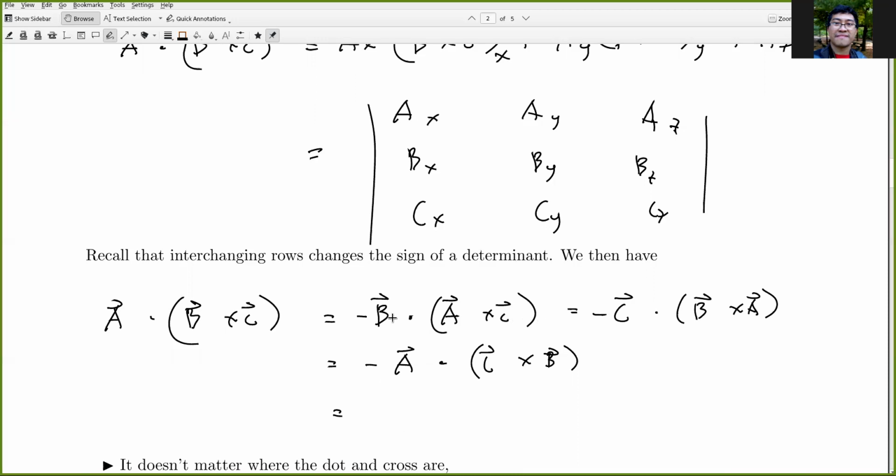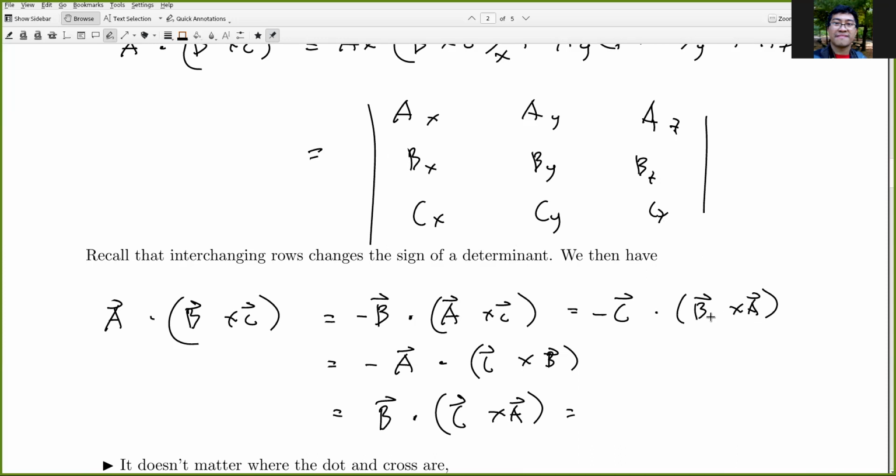For example, let's interchange these two. So you have B dot C cross A. So from the original form here, or here in this determinant, we interchange rows twice, so the overall sign is positive. Okay, B, second row, we put in the first row, and then that first row we put on the third row. So third row gets placed on the second row.